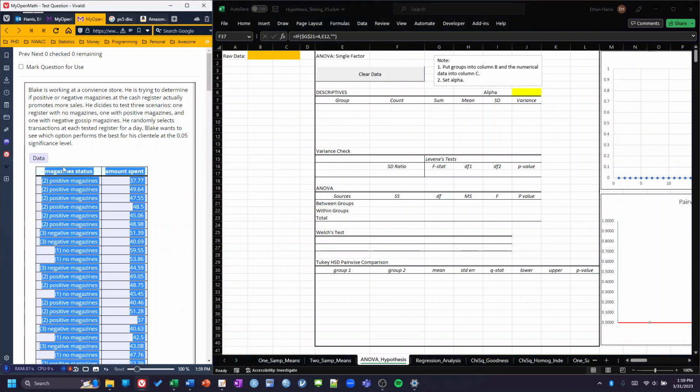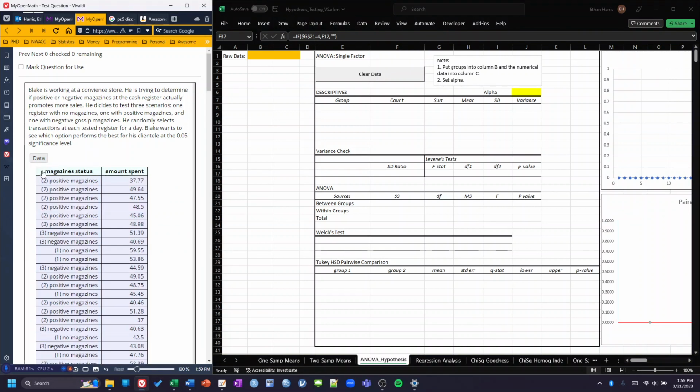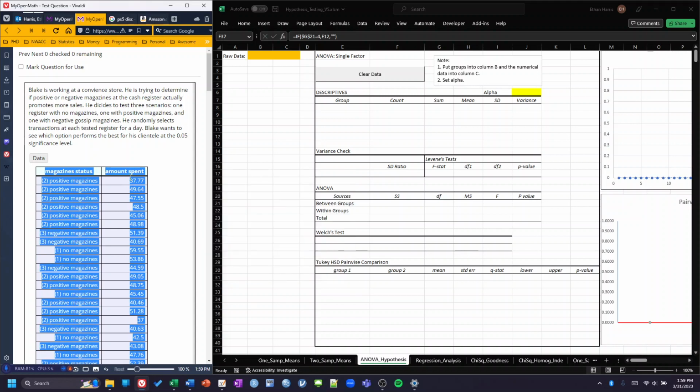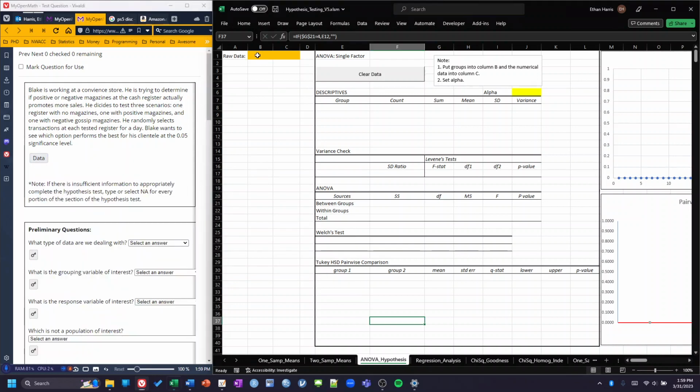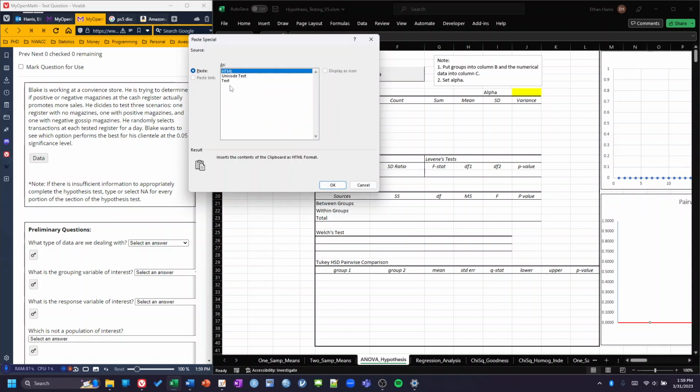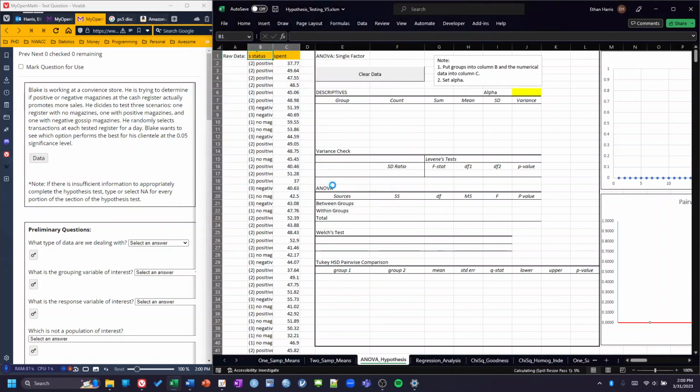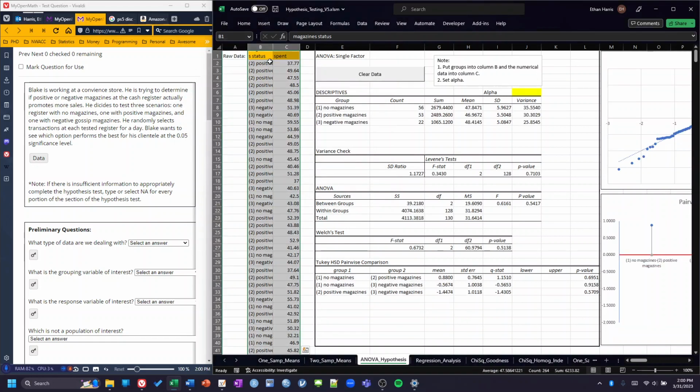Okay, so let's grab our data. We are going to just go ahead and copy it and paste it into our orange cells. Remember to do paste special and then the text. And here, as we notice, we need to have our groups in column B and the things that we're actually measuring, so the amount spent, in column C: numerical into C, categorical into column B. Okay, and then we have an alpha level of 0.05, and we can come over here and enter 0.05.